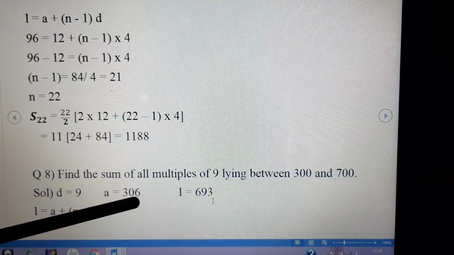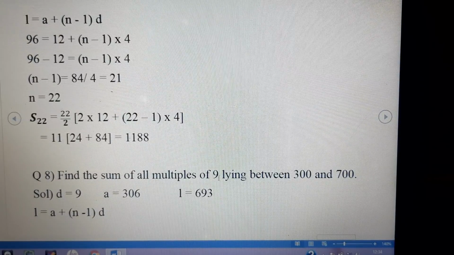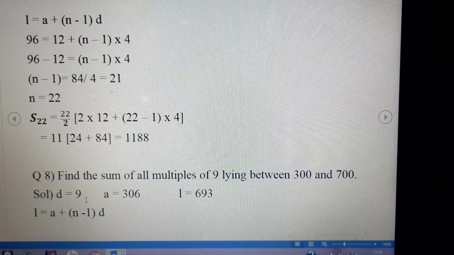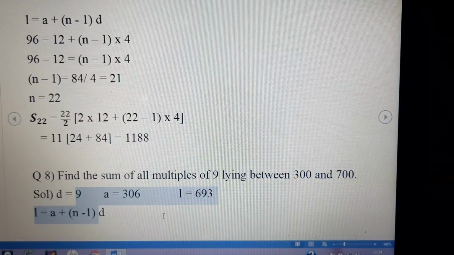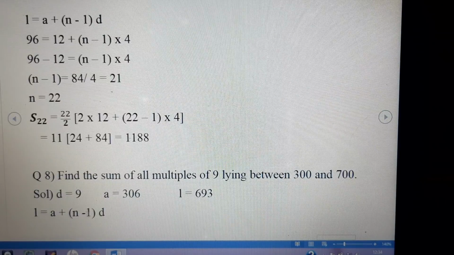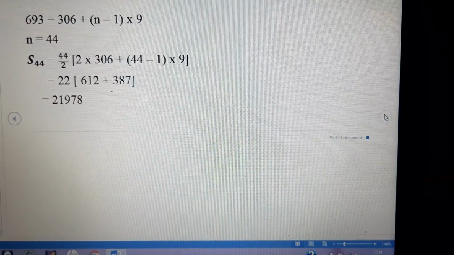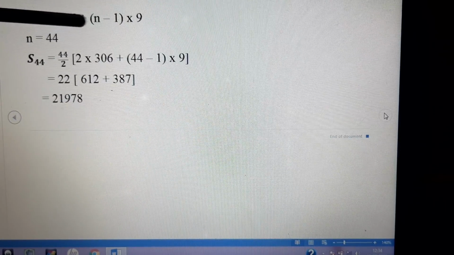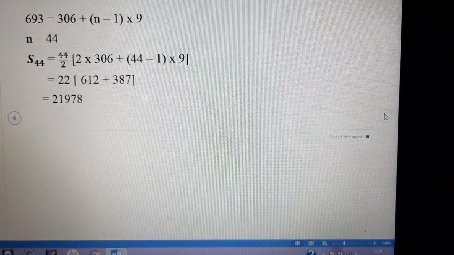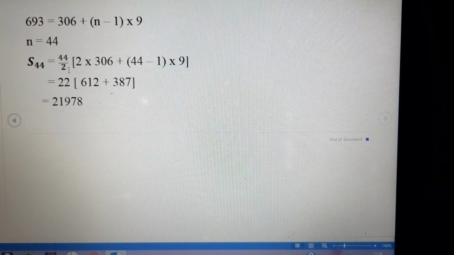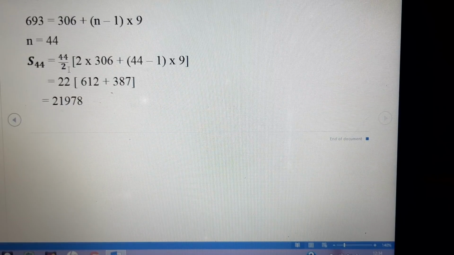So A is 306, first term, and D will be 9 because it is a multiple of 9, or divisible by 9. So common difference will be 9. We need to find the sum of all the multiples. First of all, we will calculate the number of terms with the help of L is equal to A plus n minus 1 into D. L is 693, A is 306, n we have to calculate. Common difference is 9. We get n is equal to 44. We substitute in the formula Sn is equal to n upon 2, 2A plus n minus 1 into D, or you can apply A plus L also. Are you getting it? And you will get the answer.